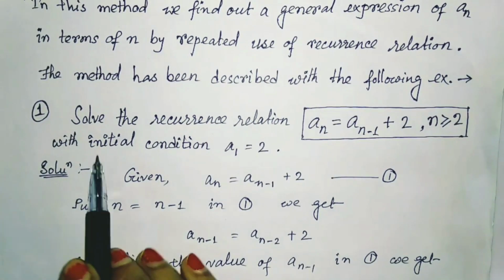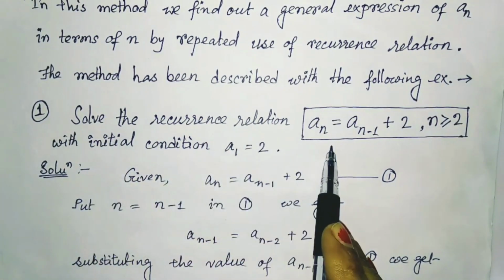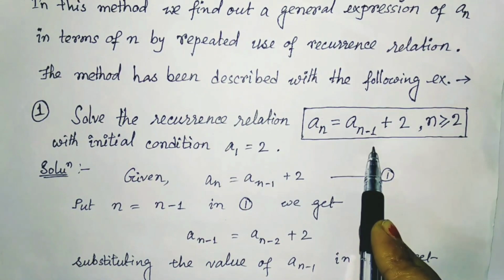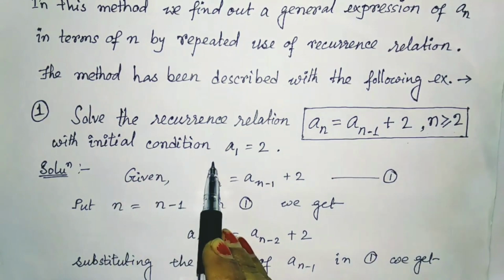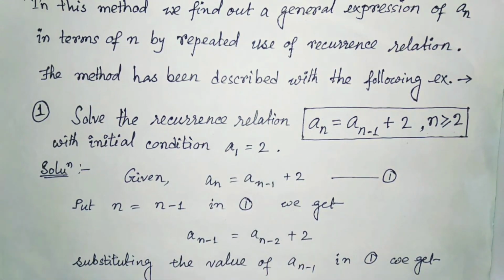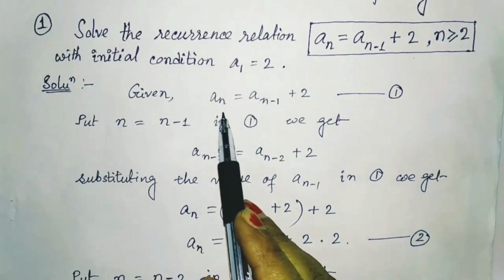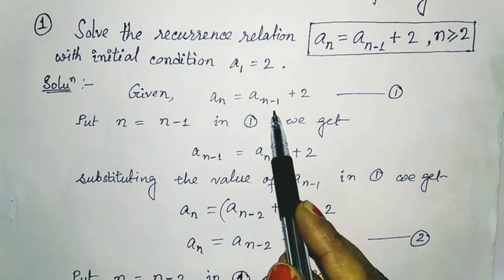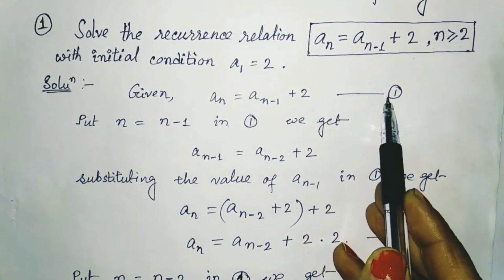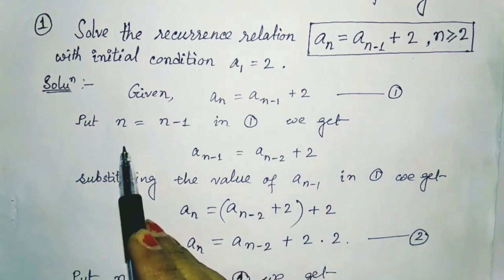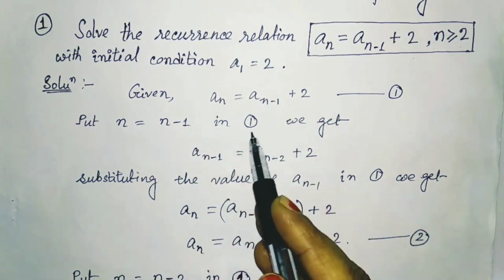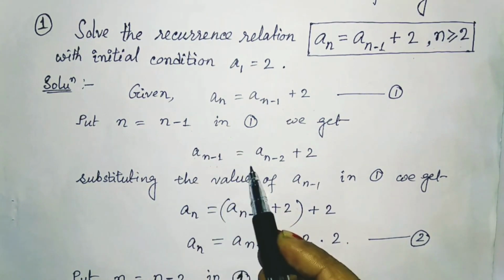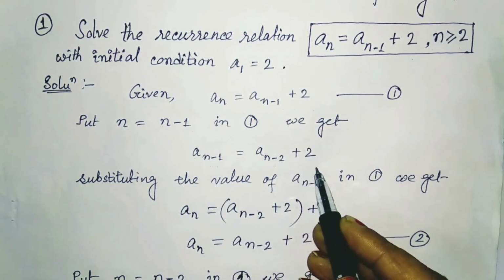It is given: solve the recurrence relation an is equal to an minus 1 plus 2, where n is greater than or equal to 2, with the initial condition a1 is equal to 2. So an is equal to an minus 1 plus 2, and we mark it as equation number 1. Now if we put n equal to n minus 1 in this equation, then we find an minus 1 is equal to an minus 2 plus 2.